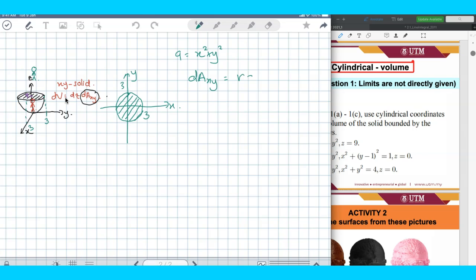So we have r dr d theta. So what is the limit of r? 0 to 3. And what is the limit of theta? We have a complete circle, 0 to 2 pi.